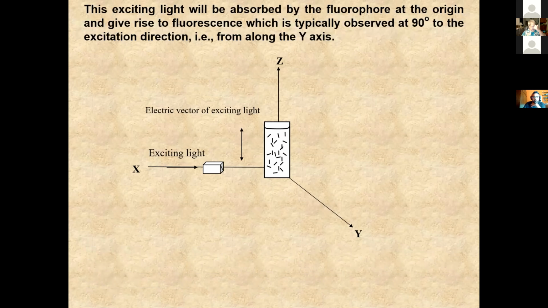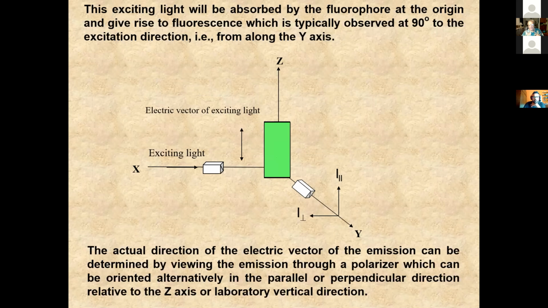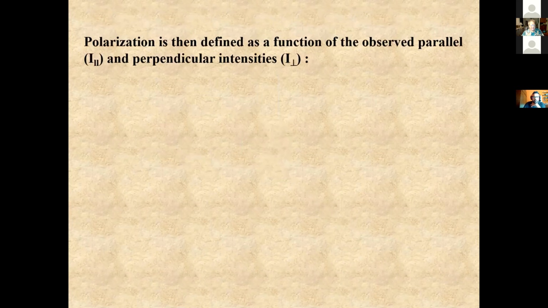Now, this exciting light will be absorbed by the fluorophores and give rise to fluorescence. And then to look at the polarization of this emission, we put a polarizer along the emission pathway and we rotate it, and we can view how much of the intensity is parallel and how much is perpendicular to the vertical laboratory axis. Polarization is simply defined as the parallel intensity minus the perpendicular over the sum of these intensities.